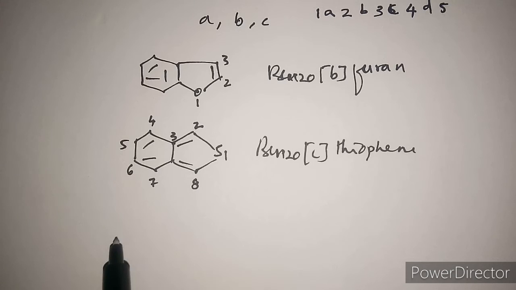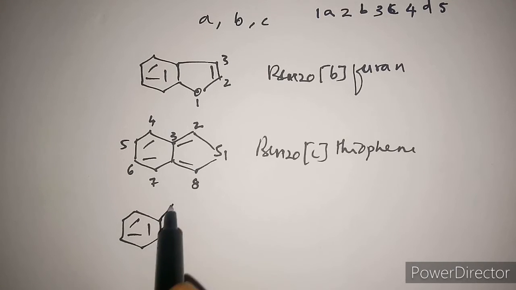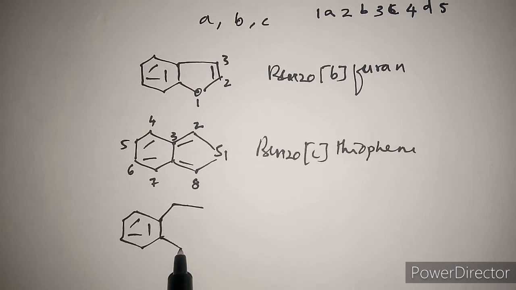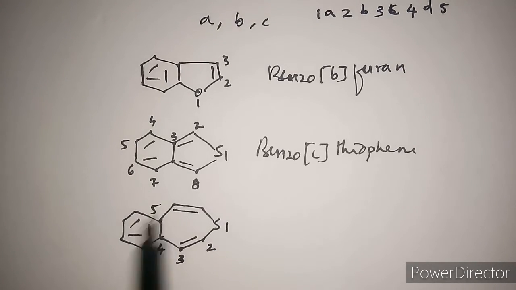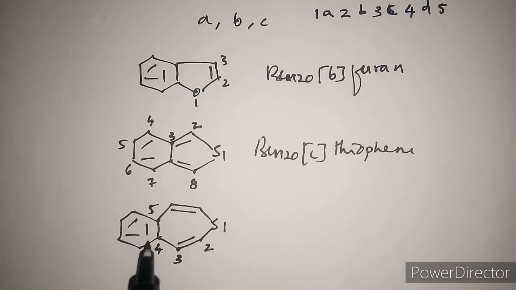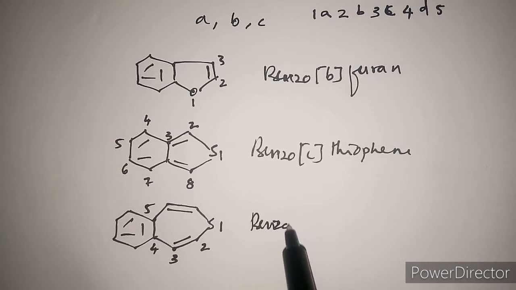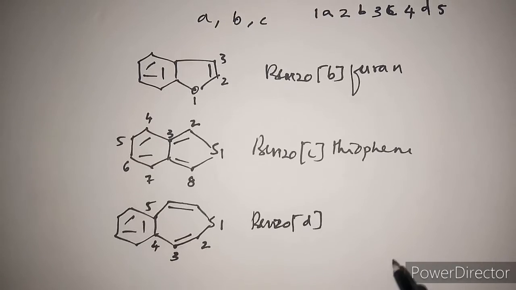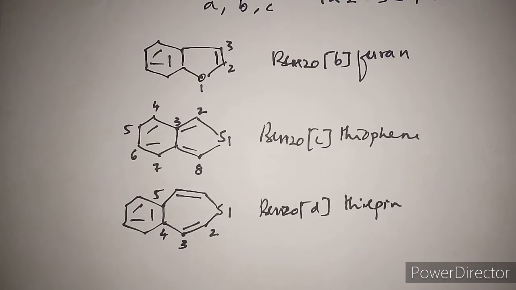Now another example in this category. Now it is sulfur. Now it will be 1, 2, 3, 4, 5. So we have 4 and 5. For illustration we are using 4 and 5 here. So 4 and 5 means D. So this is thiophene, benzo[d]thiophene.